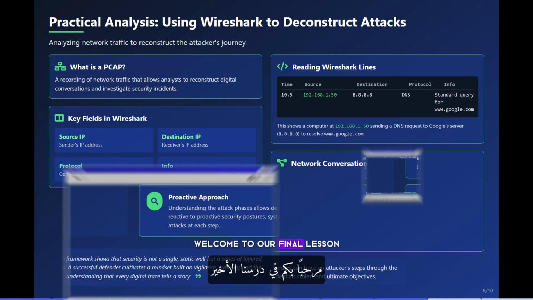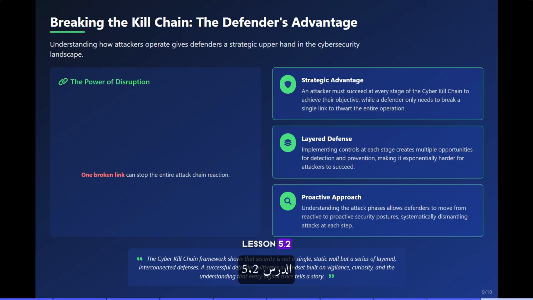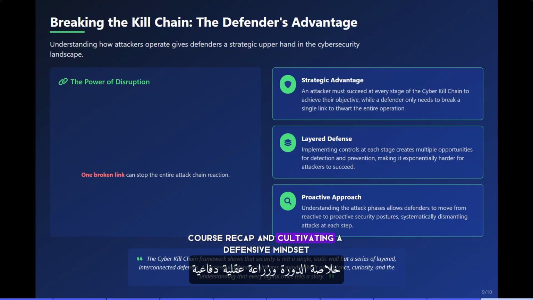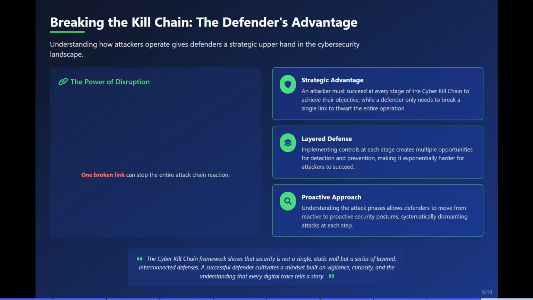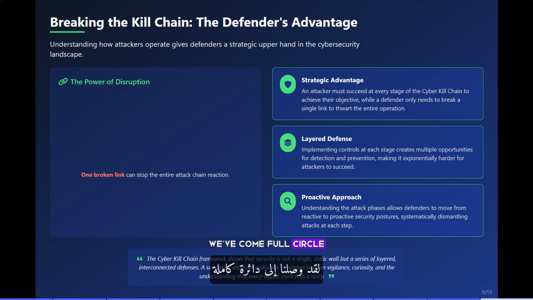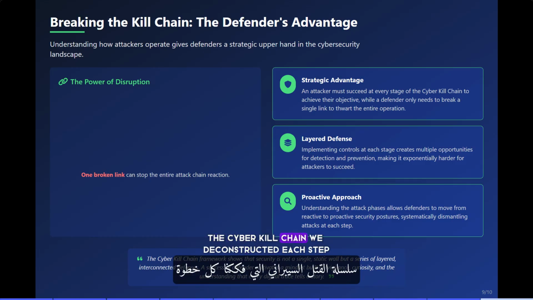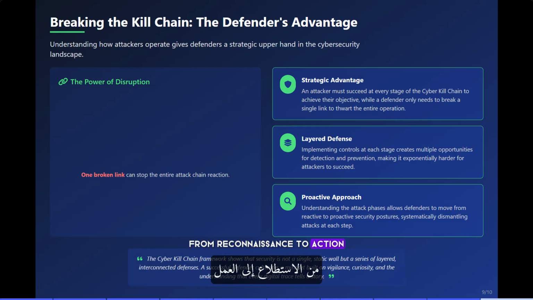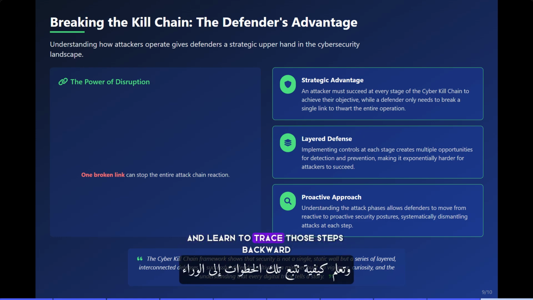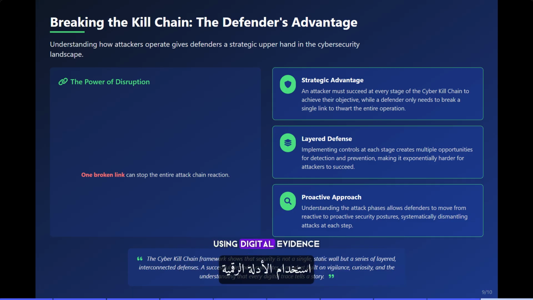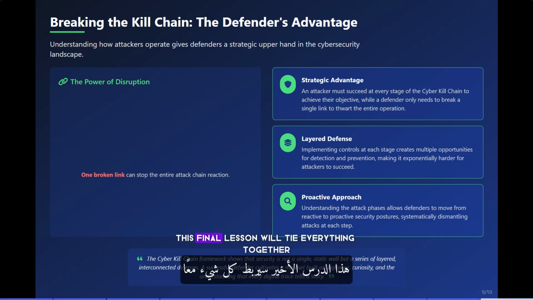Welcome to our final lesson, Lesson 5.2, Course Recap and Cultivating a Defensive Mindset. We've come full circle. We started by learning the attacker's roadmap, the cyber kill chain. We deconstructed each step, from reconnaissance to action. Then, we put on our defender's hat and learned to trace those steps backward using digital evidence. This final lesson will tie everything together.